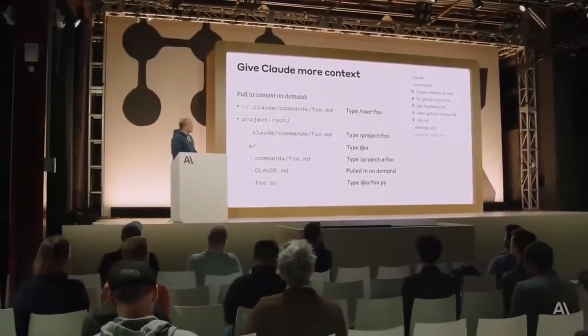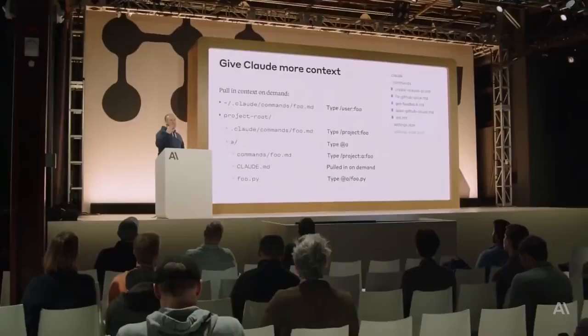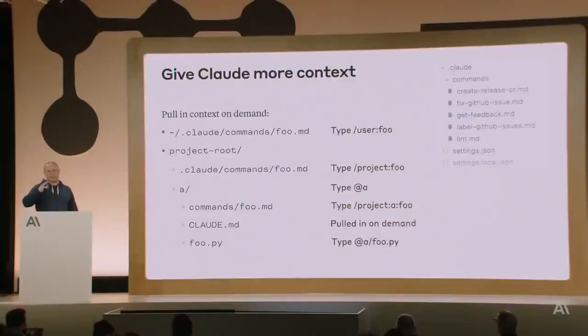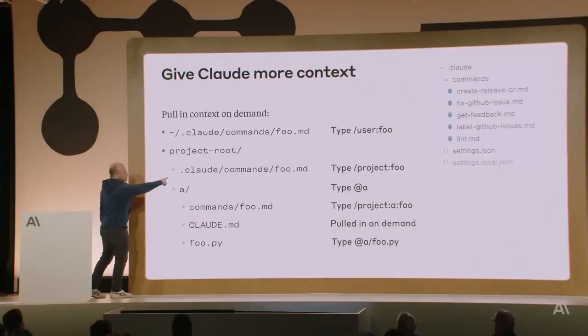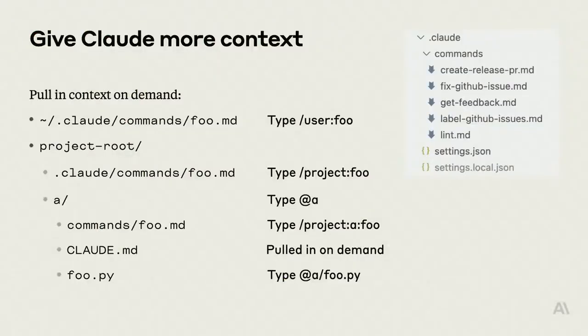There's a ton of ways to pull in context. I actually had a lot of trouble putting this slide together just to communicate the breadth of ways you can do this. But CLAUDE.md is pulled in automatically. You can also use slash commands. So this is .claude/commands, and this can be in your home directory, or it can be checked into your project. And this is for slash commands.